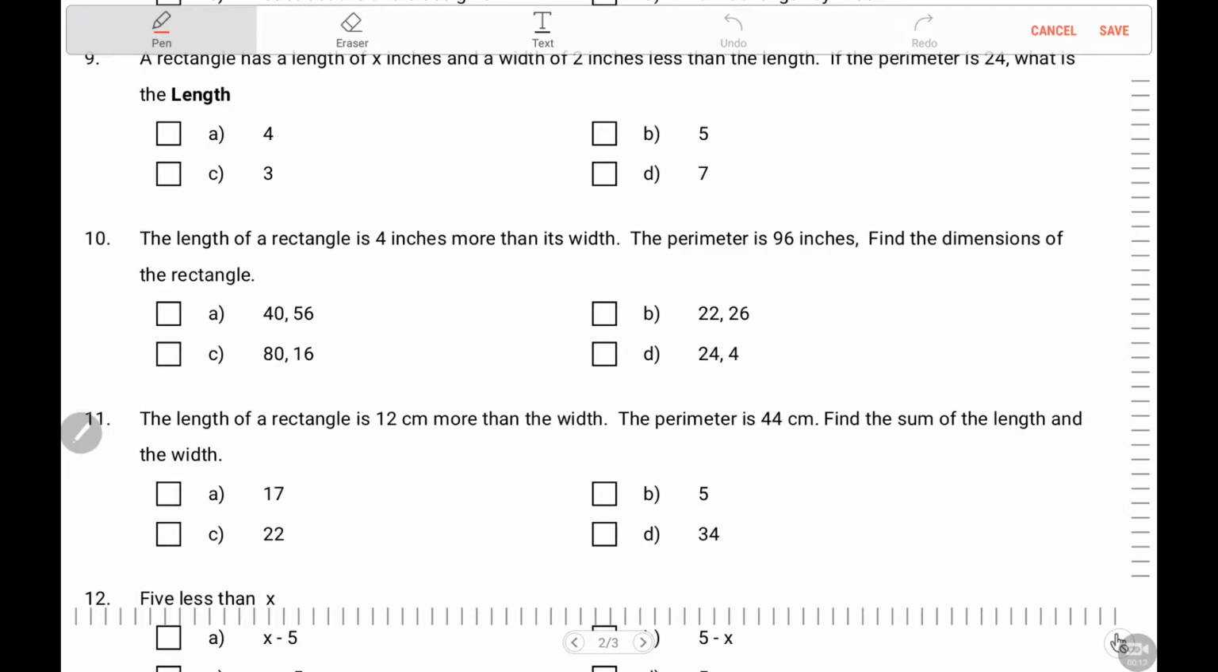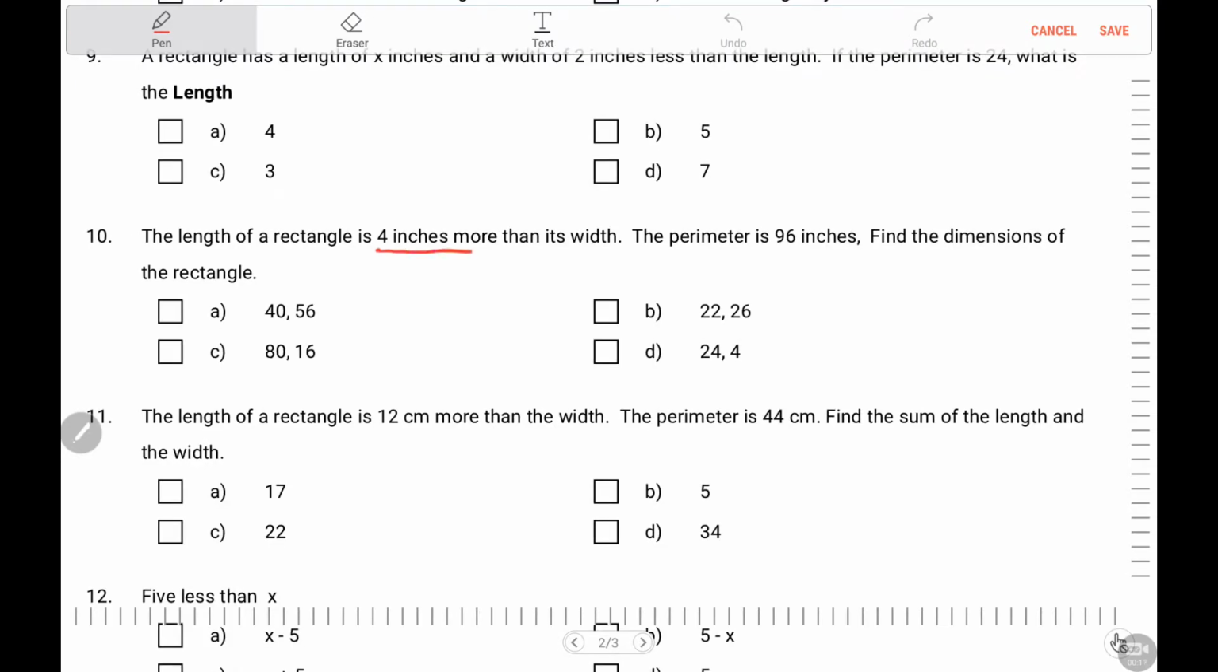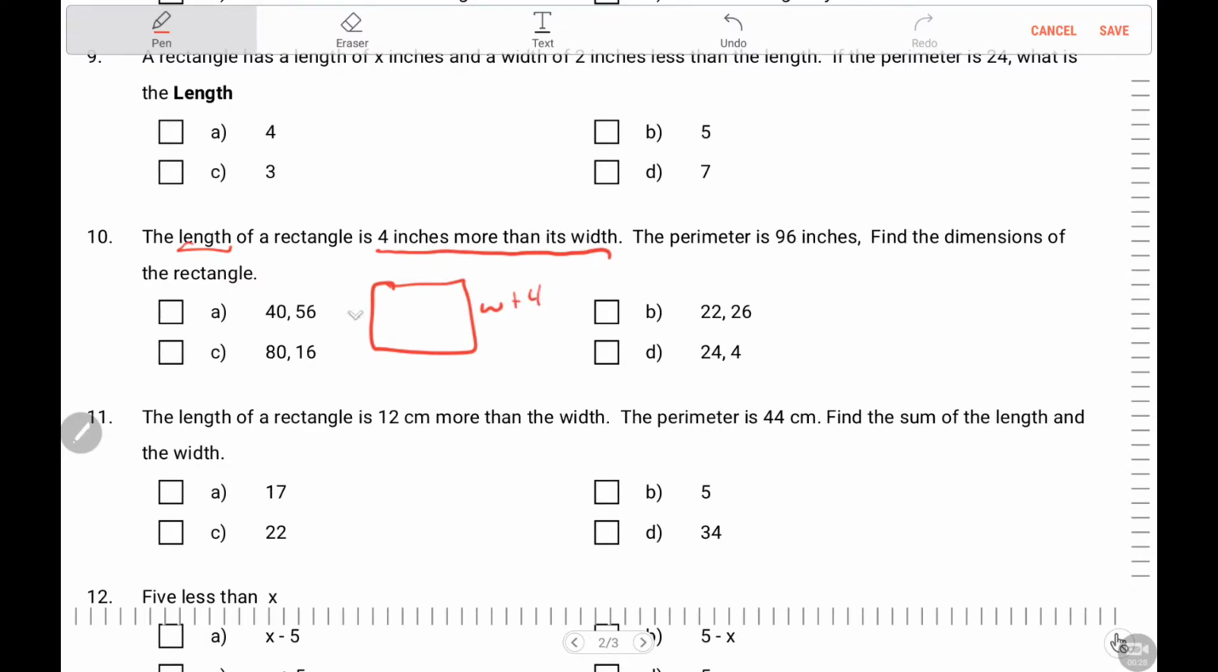The length of a rectangle is 4 inches more than the width. When you see these types of problems, make sure you understand 4 more than the width. So, like your rectangle, the length is 4 more than the width. So it would be the width plus 4. And then up here, it would just be the width. Everything's going to be in the same term.